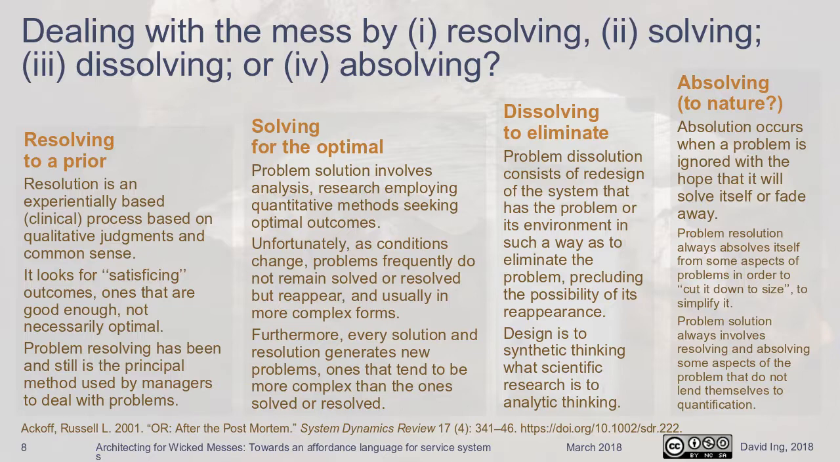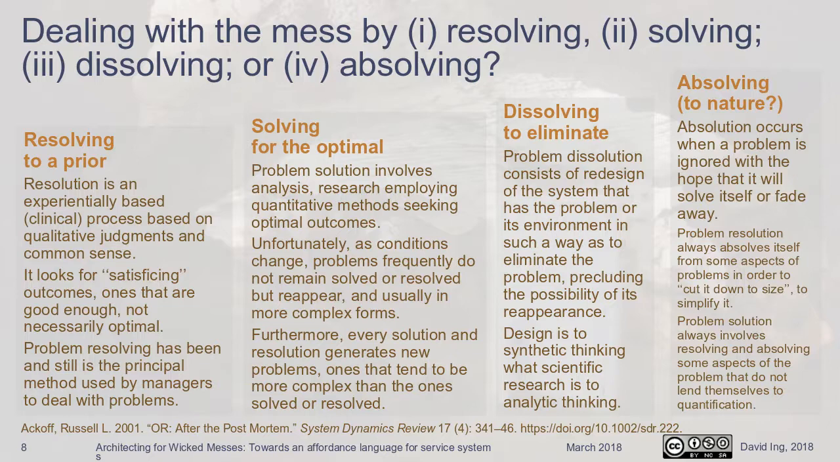So they don't take into account a lot of things that change in the world. They simplify things. What Ackoff tries to do with his theories is to do what he calls dissolving the problem. And that eliminates the problem. So the typical example we talk about dissolving a problem: if you have two children, and they're fighting over a toy, how would you solve this problem? One would be resolving to a prior. Well, whoever had the toy 10 minutes ago gets to keep the toy.